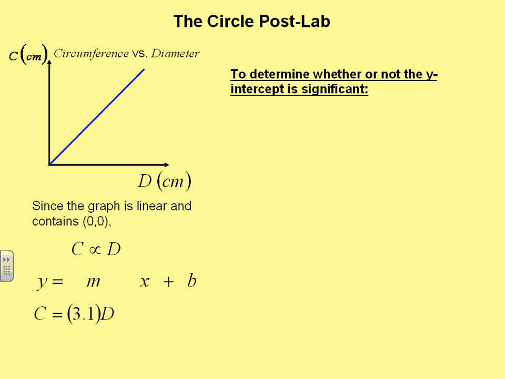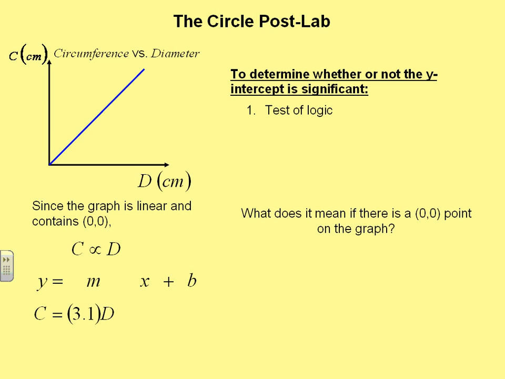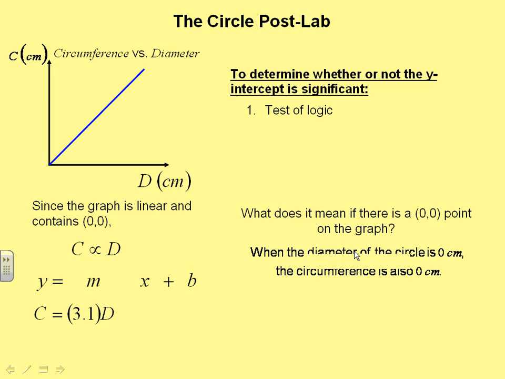One is the test of logic, and that means what would it actually physically mean if there's a 0, 0 point on the graph? I don't mean mathematically that it would go through the corner. I mean, what does it mean on a graph of circumference versus diameter for there to be a 0, 0 point? Hopefully you can see that what it means is if the diameter of the circle is 0 centimeters, the circumference has to be 0 centimeters.